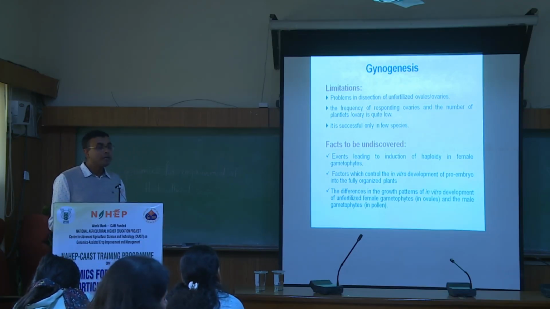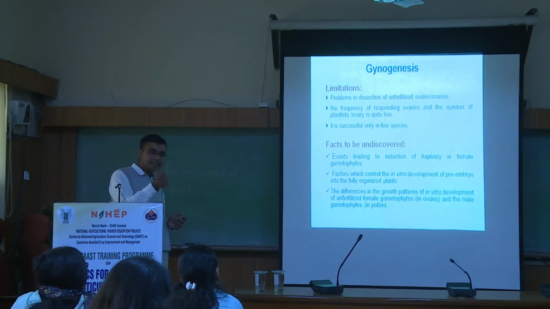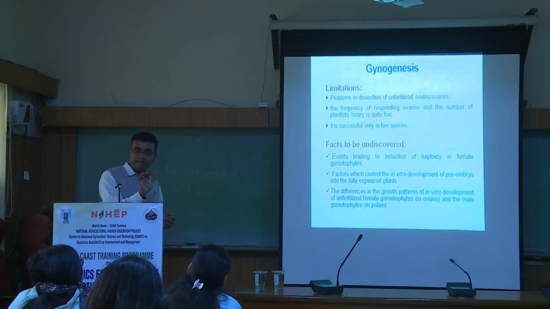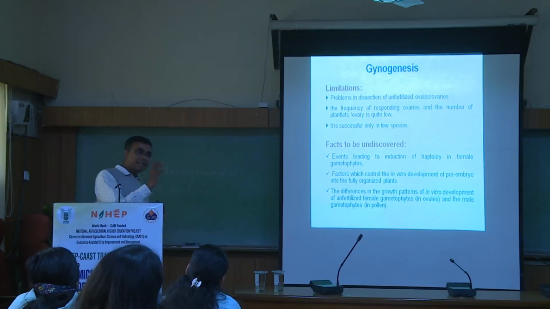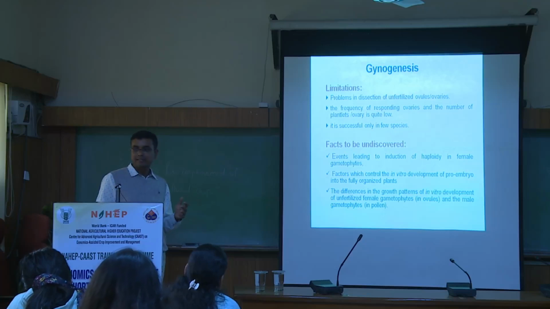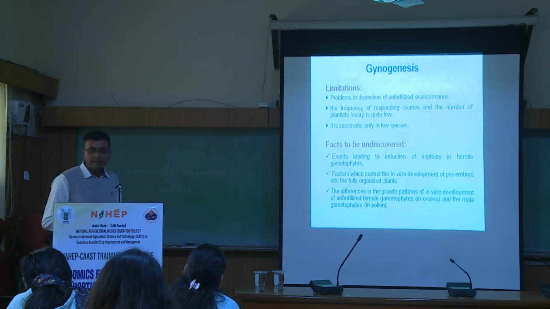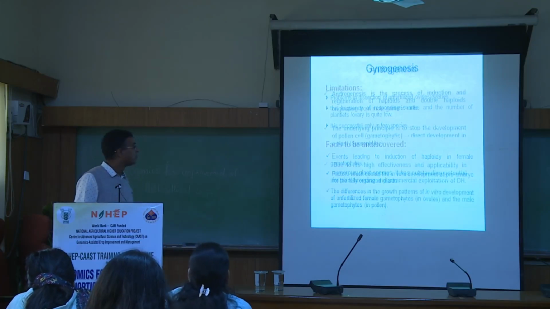that is a limitation. But when you are going for androgenesis or microspore culture, you are taking the anthers and you are taking the pollen grains. Even within a single anther, there are millions of pollen grains or microspores. So within a single plate, if you culture, you can get hundreds of haploid plants, but that cannot be done with gynogenesis. You have to do a large number of cultures, take a large number of ovaries, and it will take more time to develop a large population.